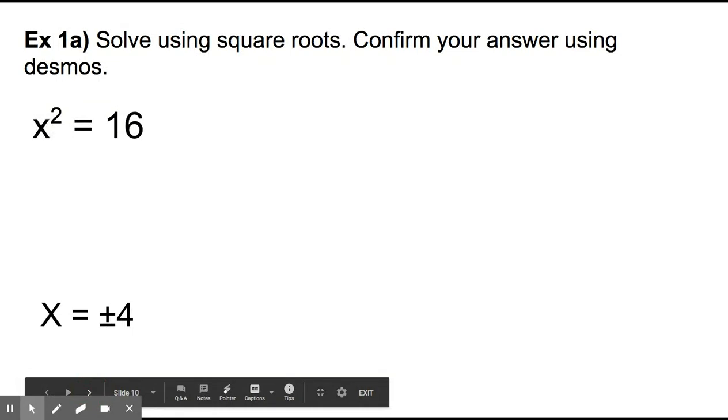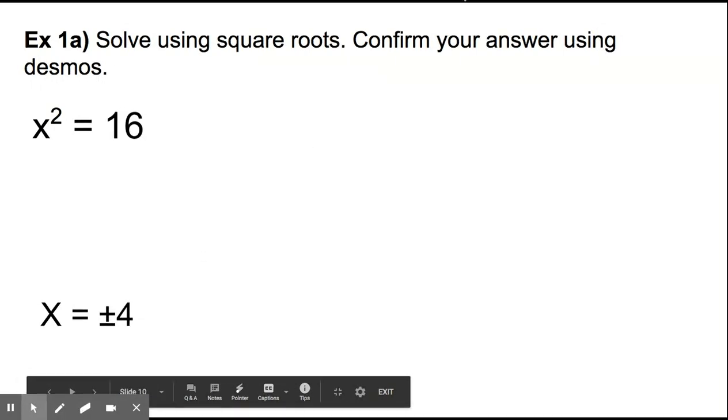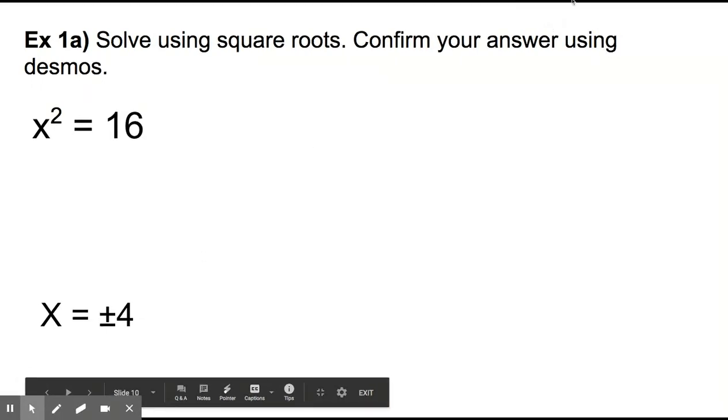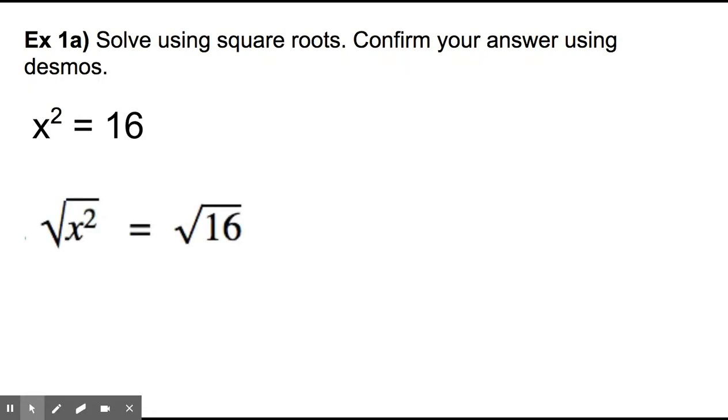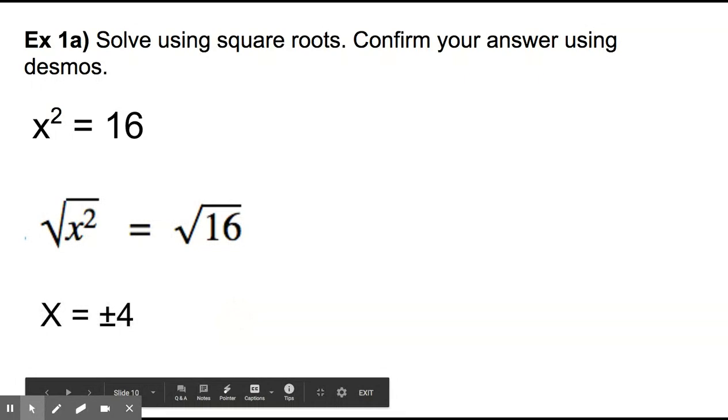This next problem, x squared is equal to 16. We want to go ahead and take the square root of both sides, and we are left with plus or minus 4.